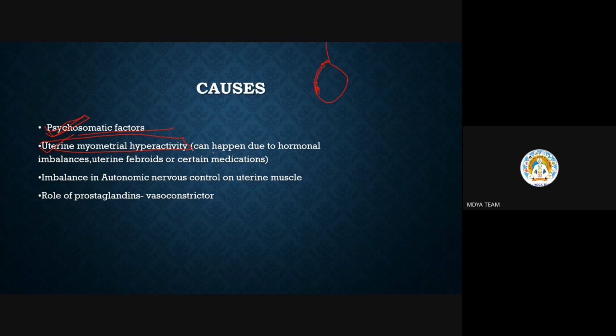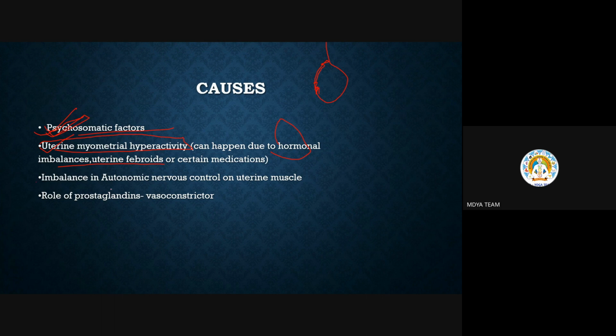It can happen due to hormonal imbalance. This hyperactivity of your uterine muscles could happen due to certain things: hormonal imbalance, uterine fibroids, or certain medications can also lead to hyperactivity of the myometrial layer of your uterus. So the main cause is uterine myometrial hyperactivity. Psychosomatic is a very common cause for all diseases.